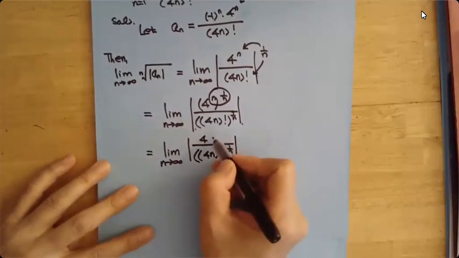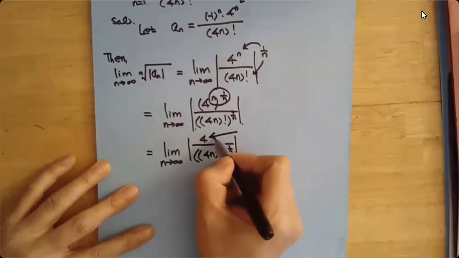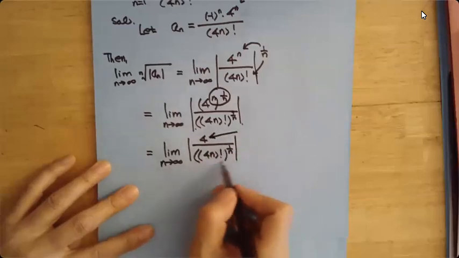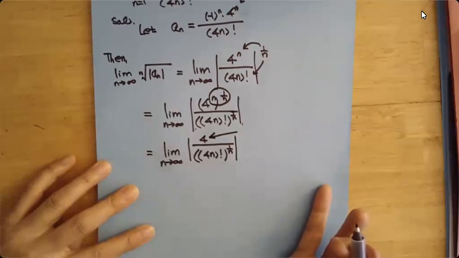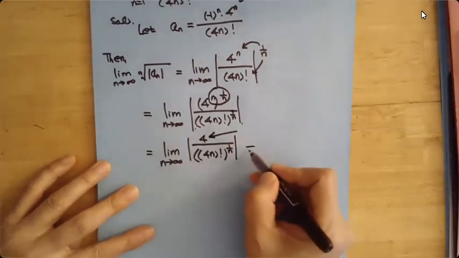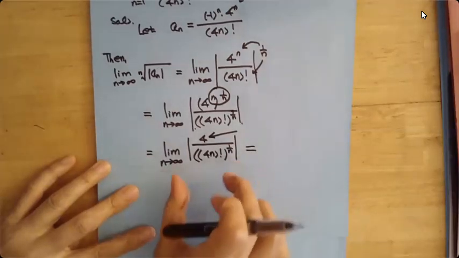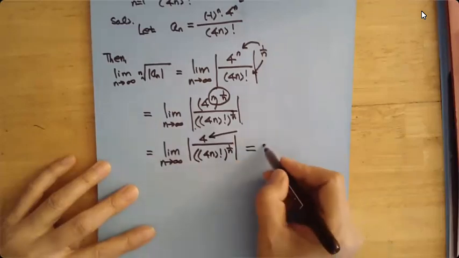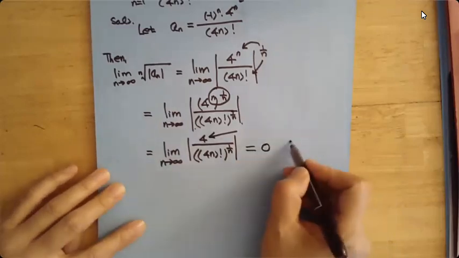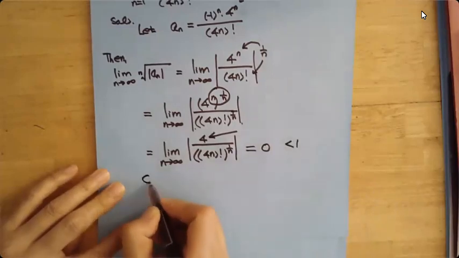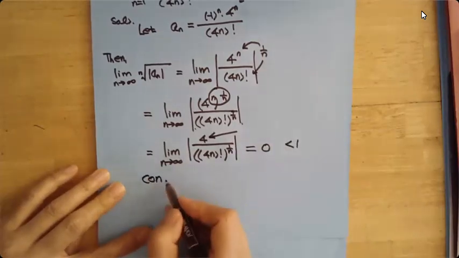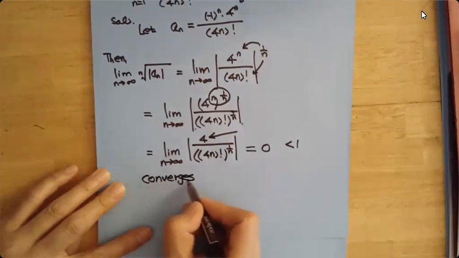And then we realize that this one is a fixed number, but this one will grow as n goes to infinity. So the denominator will grow indefinitely. That means the limit will approach 0. That is less than 1. Therefore, by the root test, that converges absolutely.